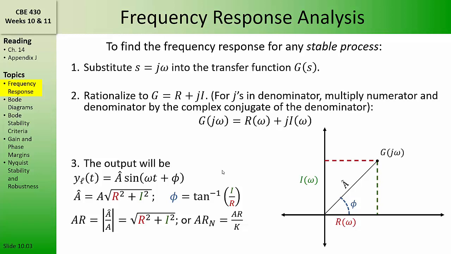In the next video, we'll try this method. That is, we'll substitute s equals j omega into different types of transfer functions to see what the frequency response looks like. That is, what the amplitude and phase angle look like for different values of the forcing function frequency omega. We'll begin with a transfer function that we already know the answer to, the first order transfer function.